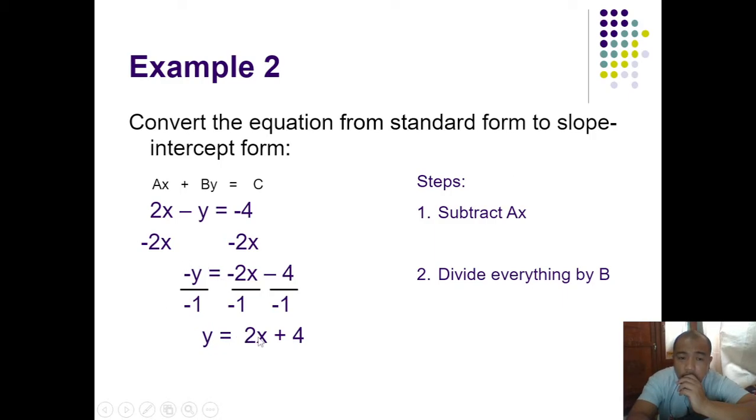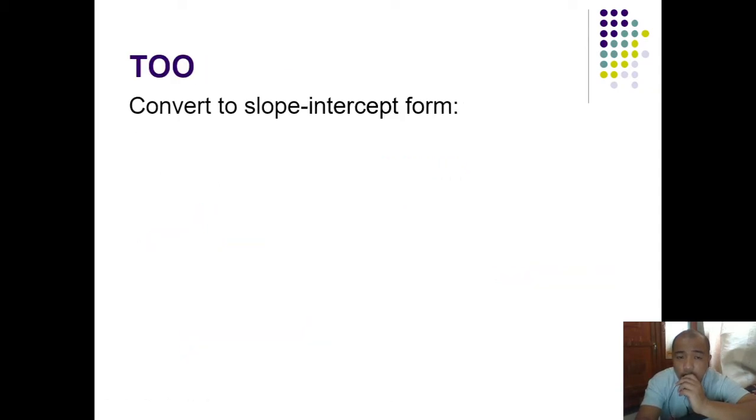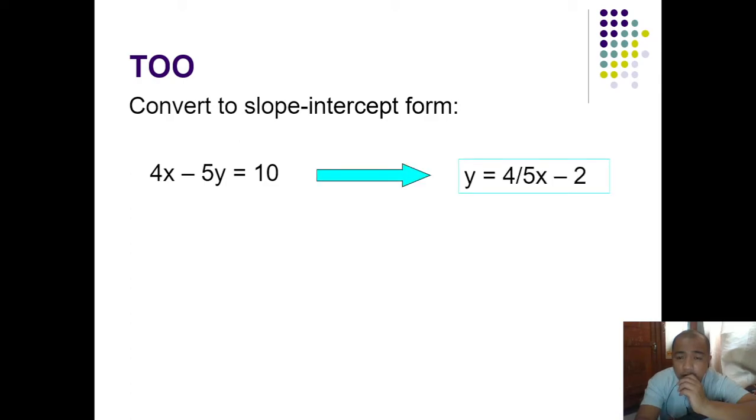Y equals 2x plus 4. Negative divided by negative is positive. So y equals 2x plus 4. 2x minus y equals negative 4 is equivalent to y equals 2x plus 4 in slope-intercept form, the equation of a line. Another: 4x minus 5y equals 10. Convert to slope-intercept form. Y equals 4/5 x minus 2. That's the answer, because it becomes negative 5y equals negative 4x plus 10.